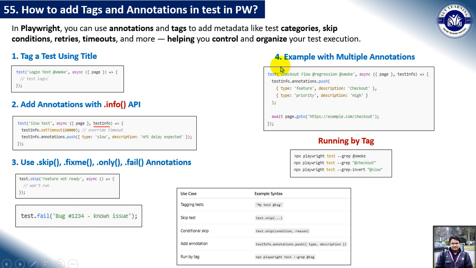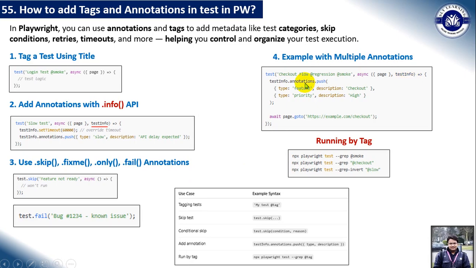So over here let's see an example of multiple annotations. You can see the checkout test is tagged regression and smoke, so both tags have been assigned over here, and then test info is also there. test.info().annotations with type equal to feature, description equal to checkout, and type equal to priority, description equal to high, meaning this is the checkout feature with a high priority case for regression and smoke. Okay.